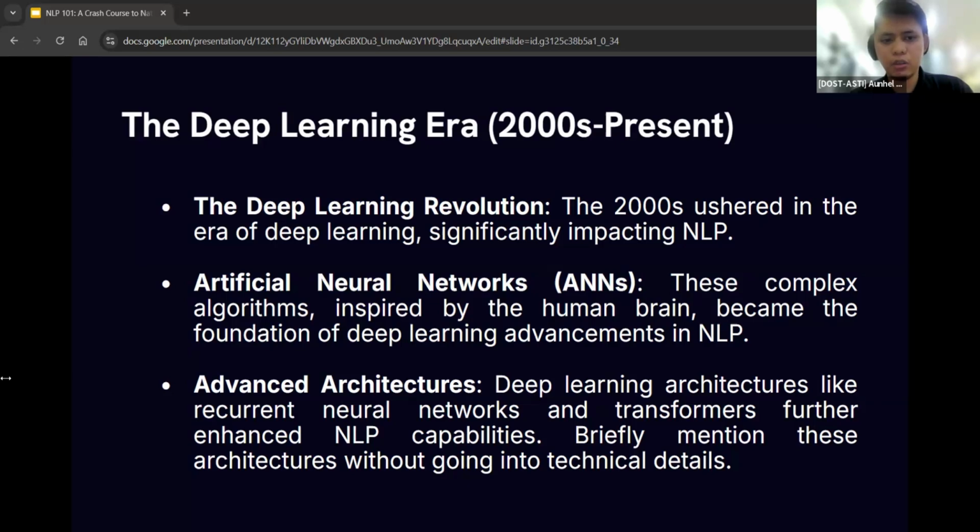In the 2000s started what we call the deep learning revolution. Artificial neural networks, which mimic the way our brains function, were introduced and became the foundation of deep learning advancements in natural language processing. Lately, there have been advanced architectures like recurrent neural networks and then the transformers. These architectures are the foundations of the large language models and the applications that we're using today. Most notably, I'm sure you're all familiar, OpenAI's GPT-4 or ChatGPT. Those are based on transformer architecture.